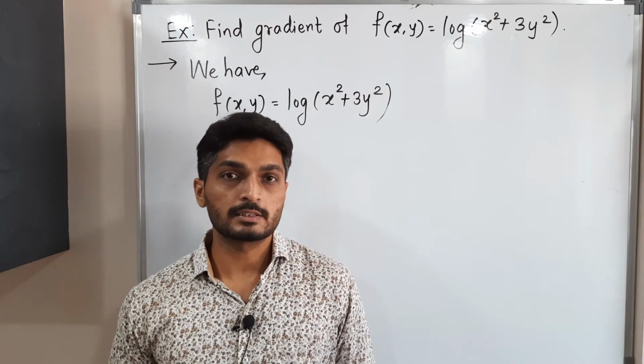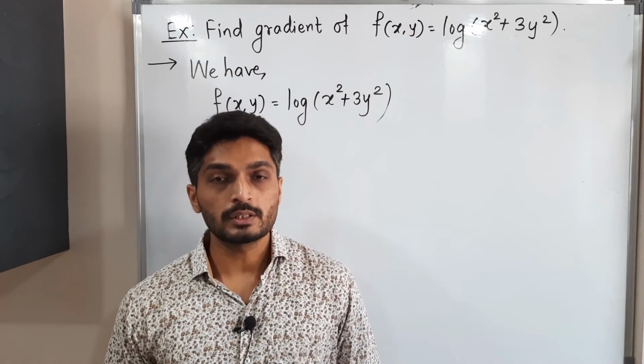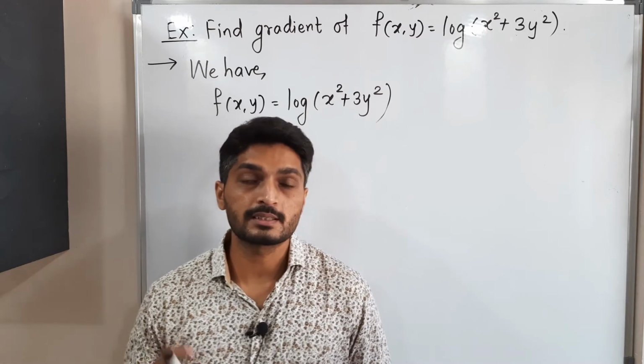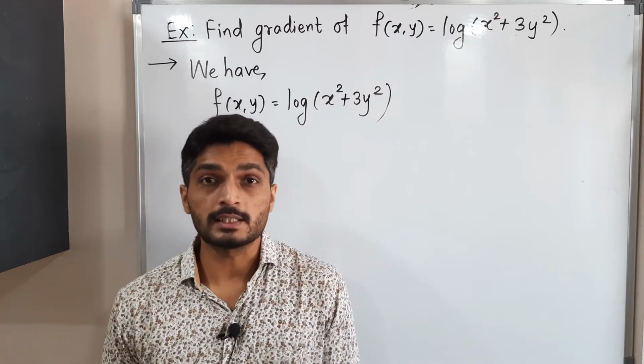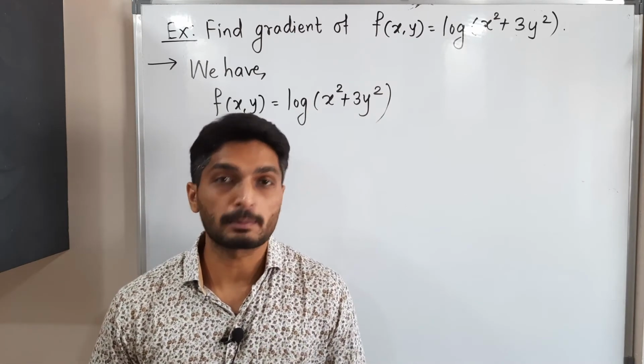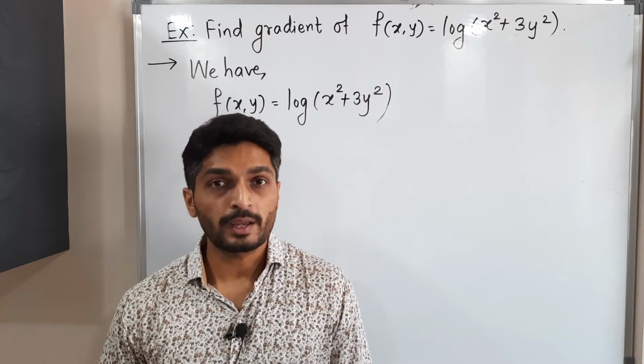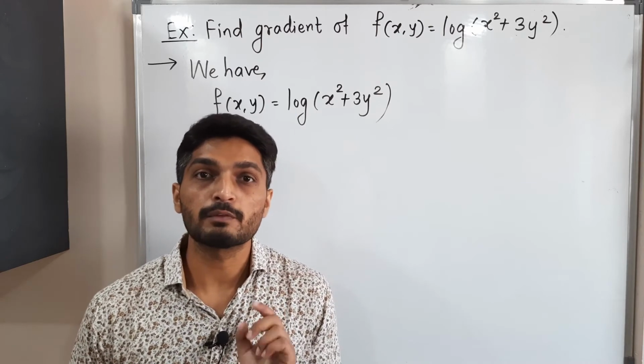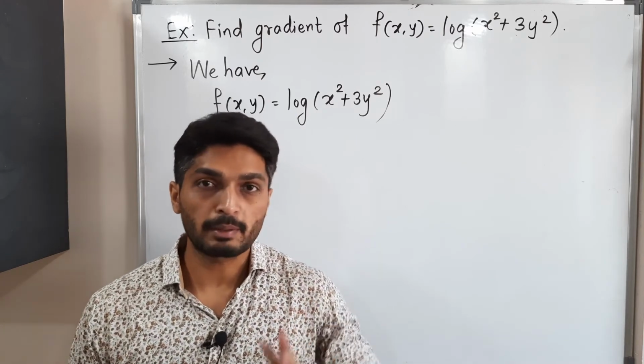Let us discuss this second example. In this second example, we have a function f of x, y equal to log of x square plus 3y square. Obviously, x and y should not be 0 simultaneously. So we have to find the gradient again. You know that f is a function of two variables, so simply we have to find del by del x and del by del y.